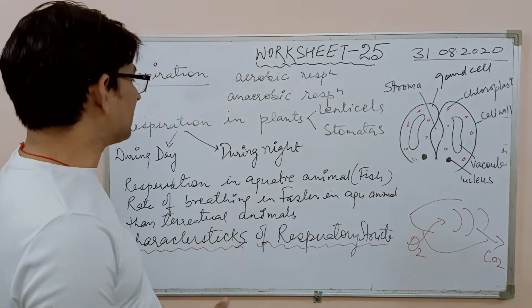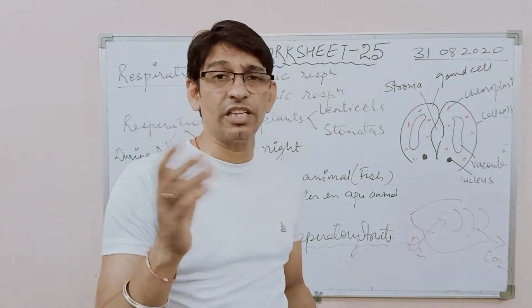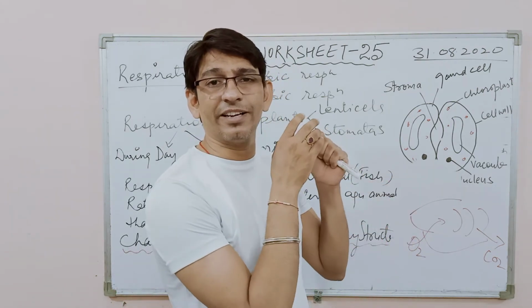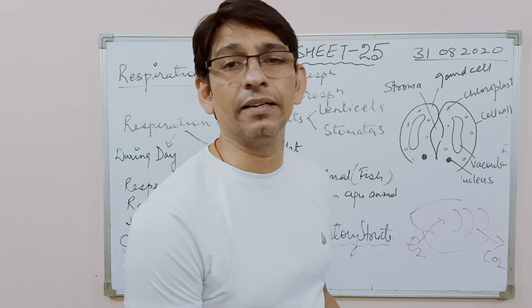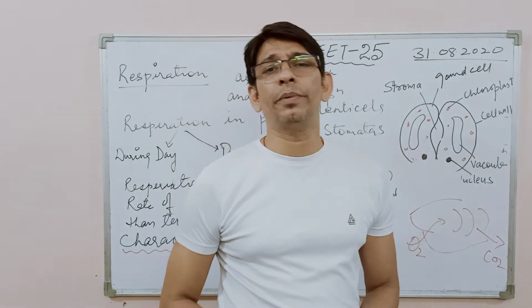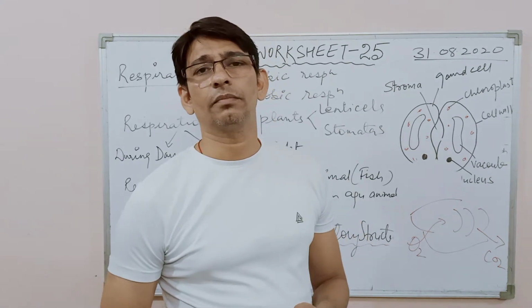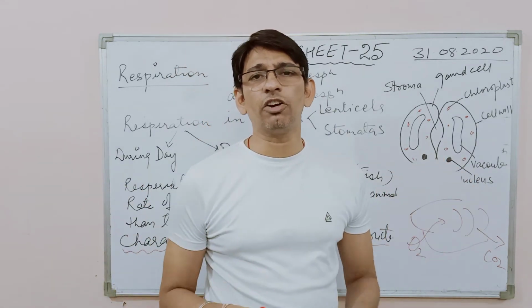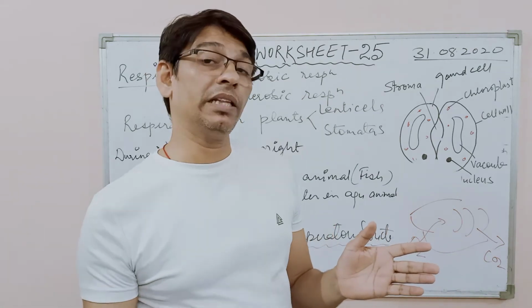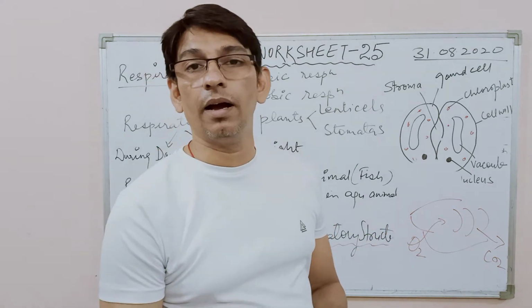Now we have seen this respiration in animals. We have seen fishes breathing very fast as compared to human beings or terrestrial animals, those animals living on land. What is the difference between the rate of breathing? Sometimes these questions are asked in the board examination. What is the difference between the rate of breathing in terrestrial animals and aquatic animals? The rate of breathing is always higher in aquatic animals.